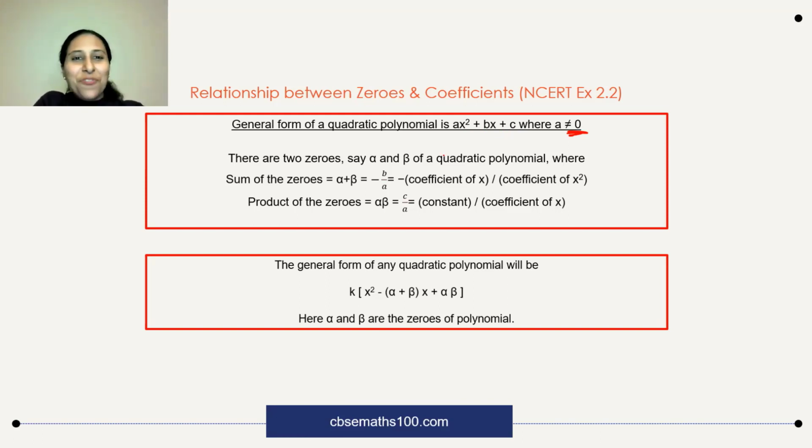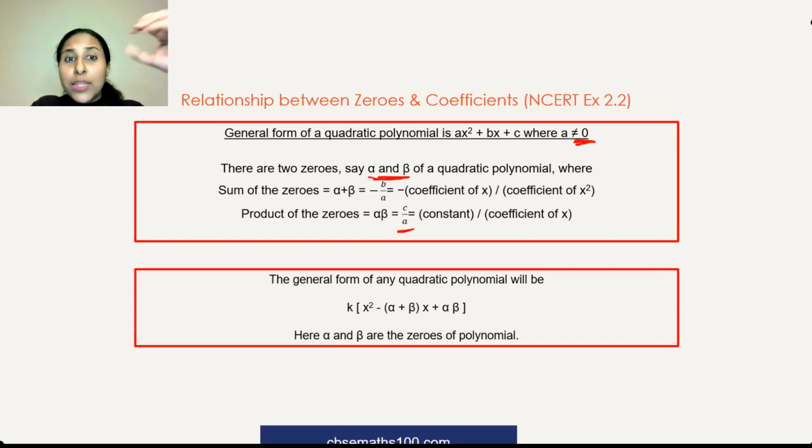Now, if the two zeros are alpha and beta, the sum of the zeros, alpha plus beta, will be minus b by a, which is the negative of the coefficient of x divided by the coefficient of x square. And the product of zeros, alpha beta, will be c by a, the constant divided by the coefficient of x square. Now, there are two important types of questions over here.